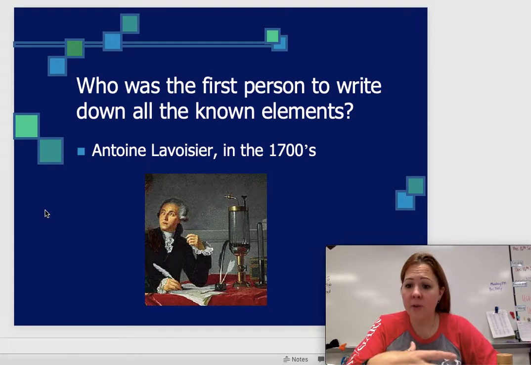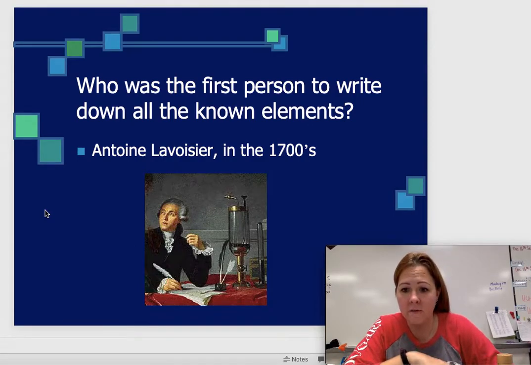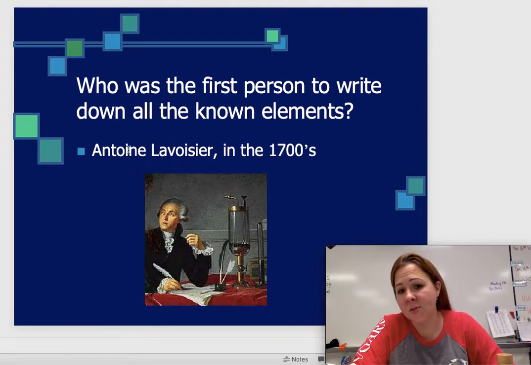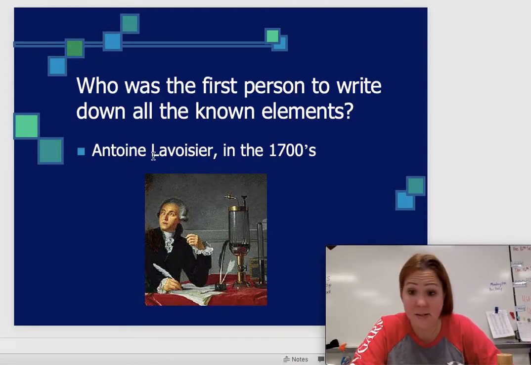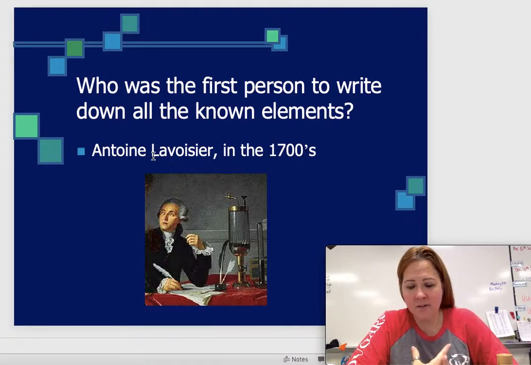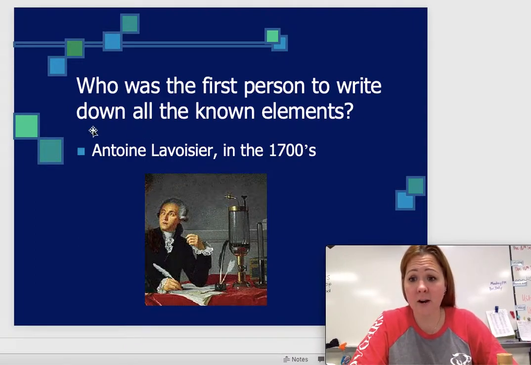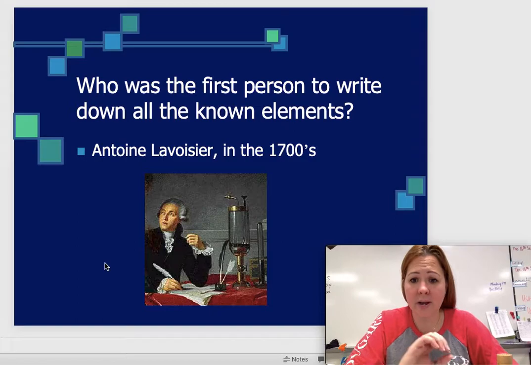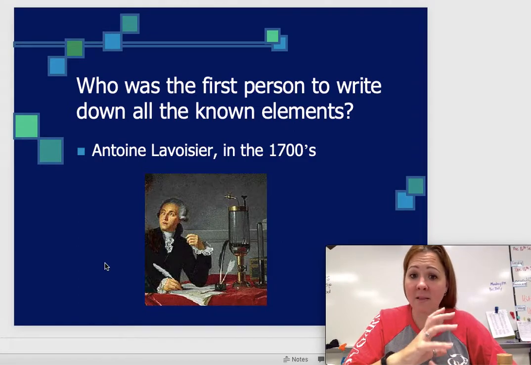Now, to get to a point that we're actually looking at Mendeleev, we need to look at a few other people first. And this first guy is Antoine Lavoisier. He is not on your test. You do not need to know him, but it doesn't feel right not mentioning him because he did a lot of work. And he was the first one to actually take all of the elements and write them down.